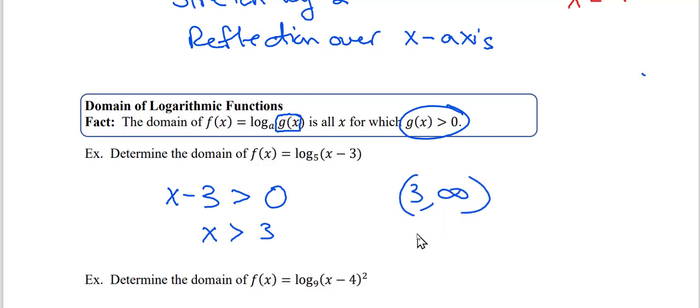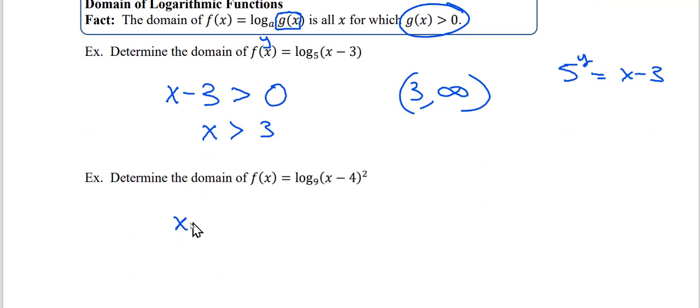Let's think about y. Remember, you are asking yourself, 5 to what power is equal to x minus 3? 5 to the f of x, or if this were y, 5 to the y. Well, 5 to any power can't be negative. No matter what the y is, you cannot get a negative out of that. So x minus 3 has to be positive. It's the only way for this to work.